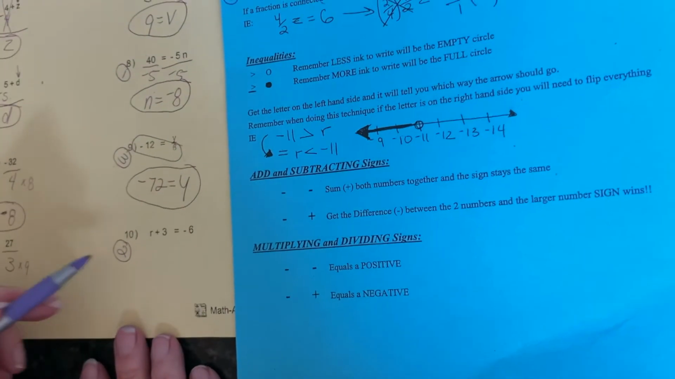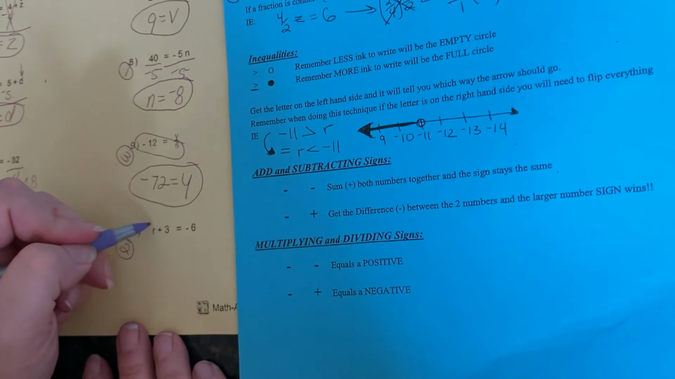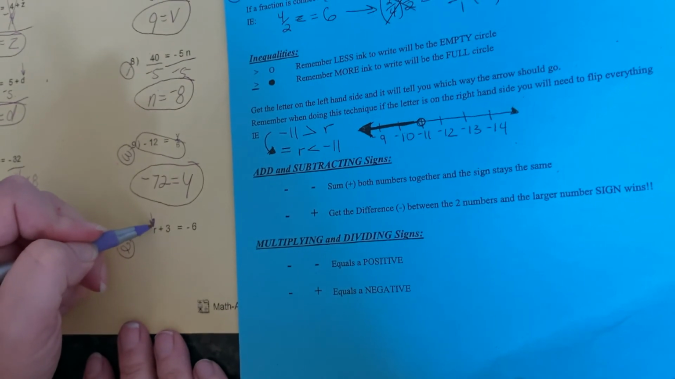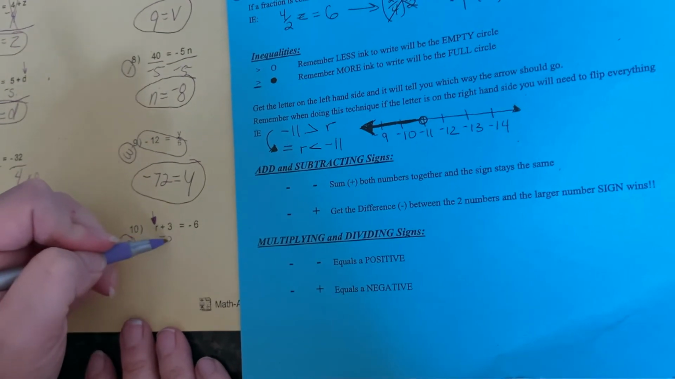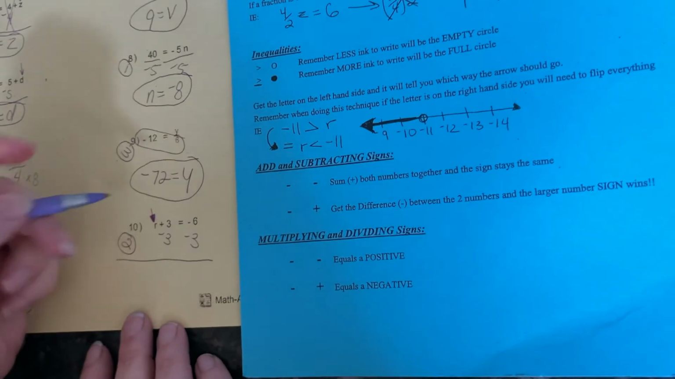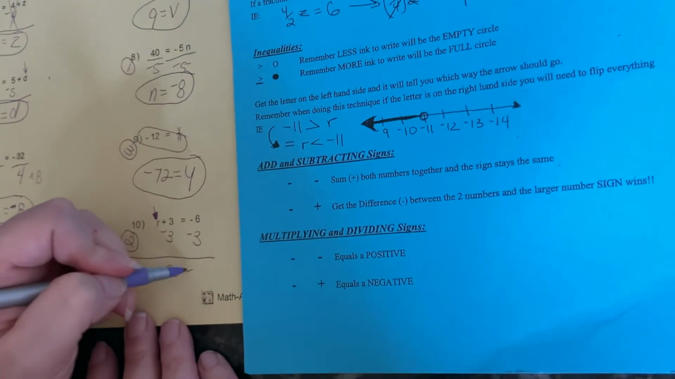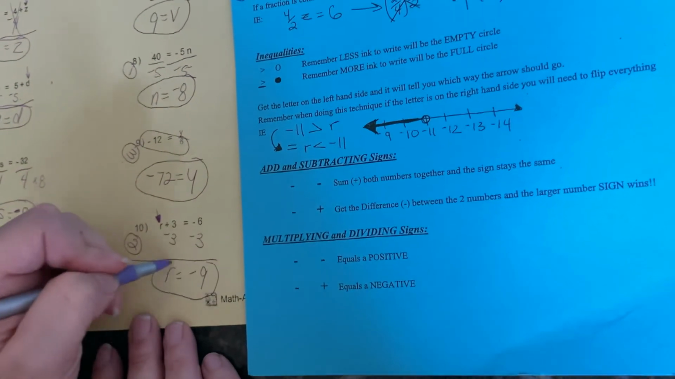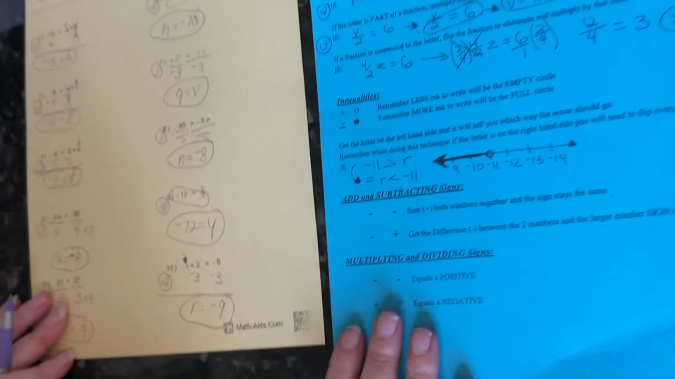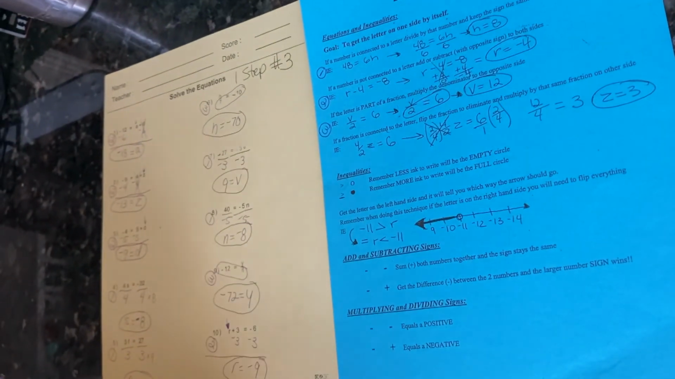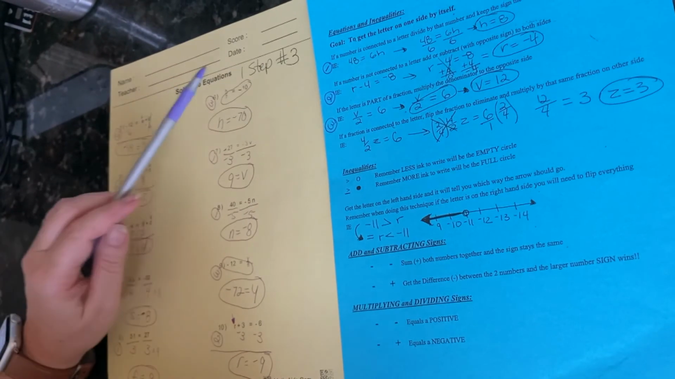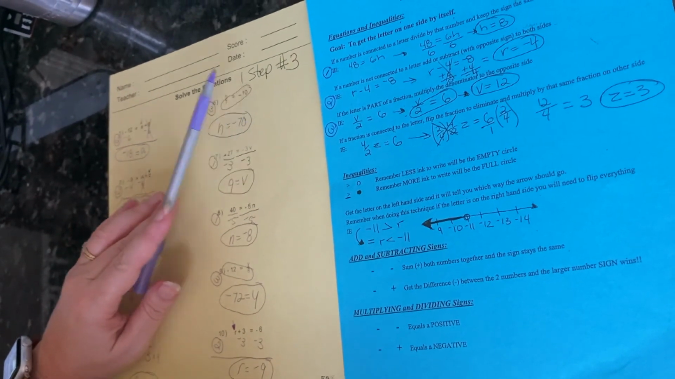And then the final one, we're going back to the number 2 rule. We have to get that letter all by itself. So we're going negative 3, negative 3, r equals negative 9. Okay. Now, if you want to get more practice, we have other one-step equation worksheets that you can work on.